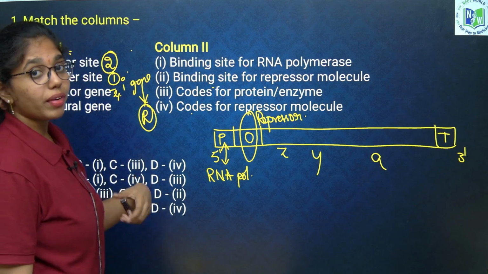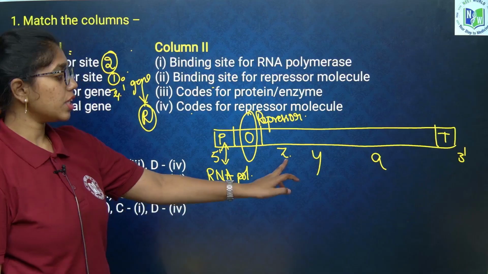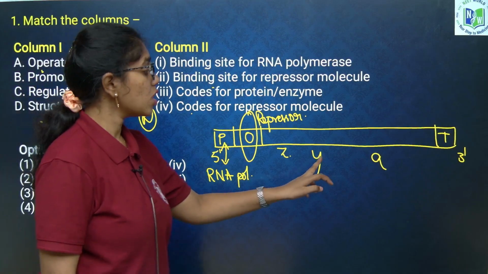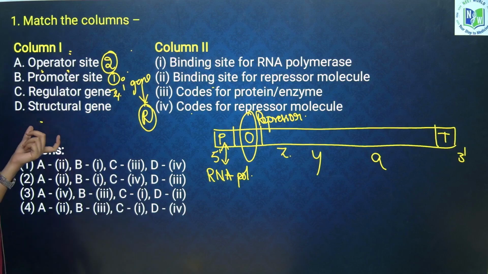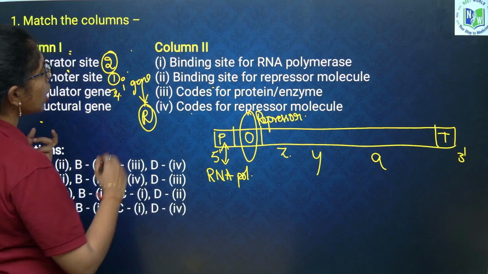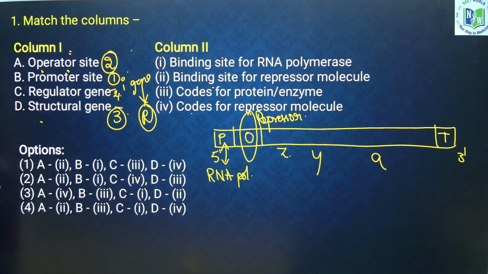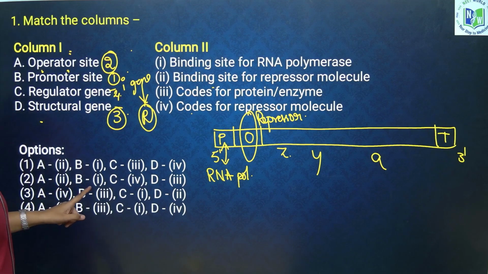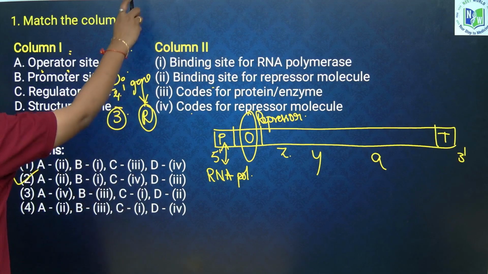Structural genes will code for either protein or enzyme. The Z gene codes for beta galactosidase, Y for permease, and A for transacetylase. So D is option 3. If you look into the options carefully, A is 2, B is 1, C is 4 and D is 3. Option 2 is the correct answer.